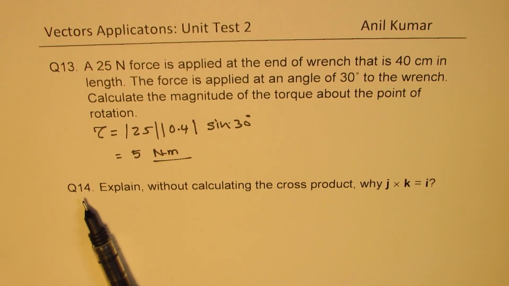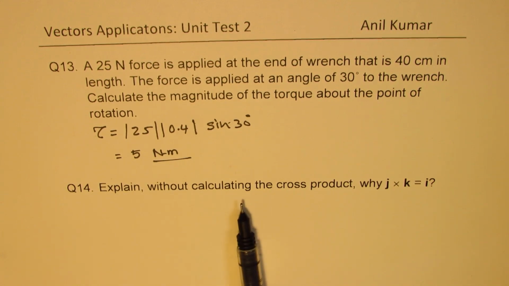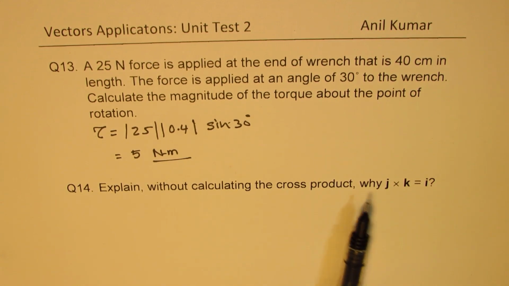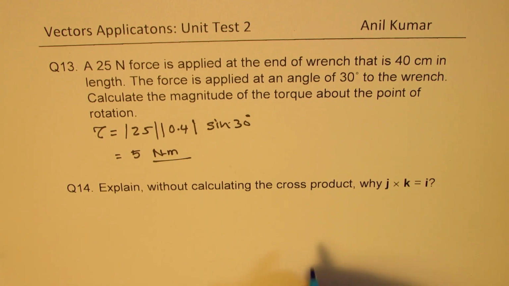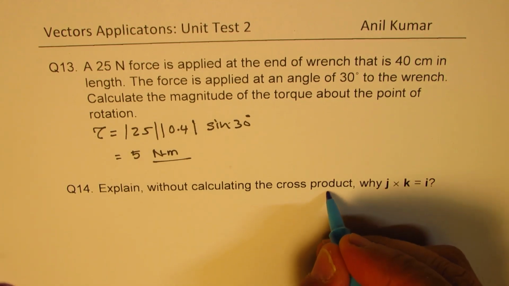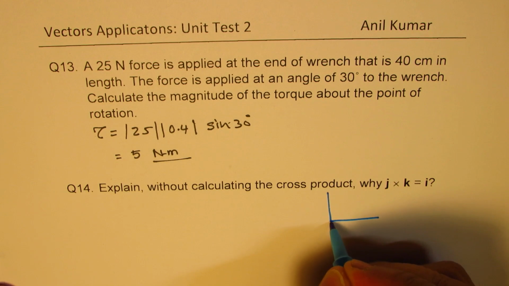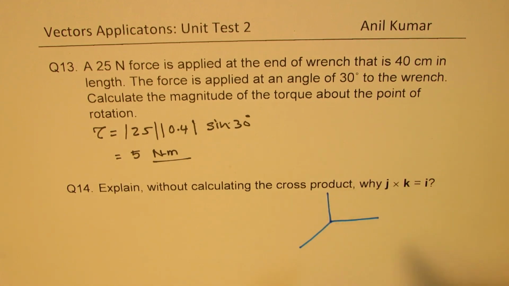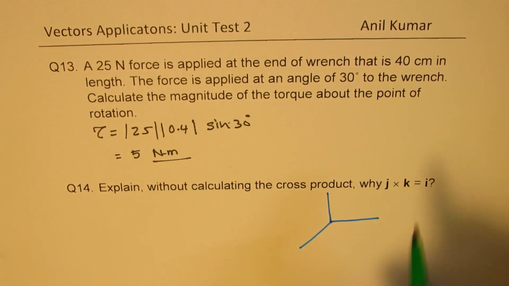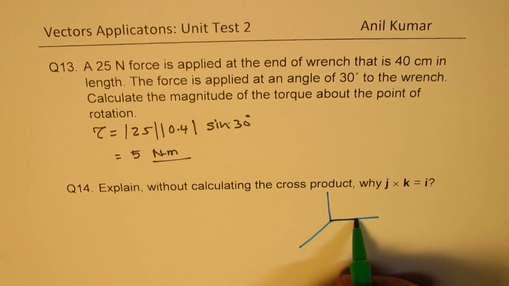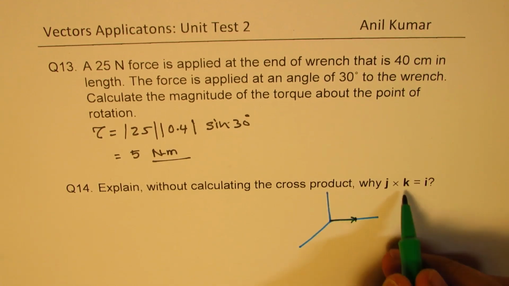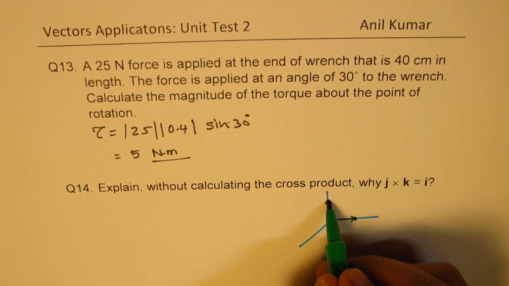Question 14. Explain without calculating the cross product why j cross k equals i. Now this is a very important communication question. Let's try to understand how to explain it. So let's get back to our R3. So when I say j cross k, it really means what? Yeah, these are unit vectors, right? So j is this, right? This is j, right? And k is this vector.